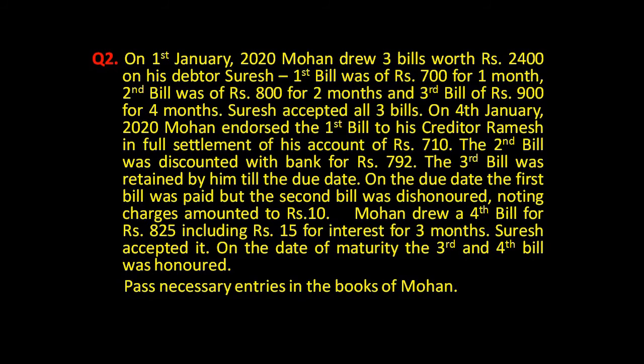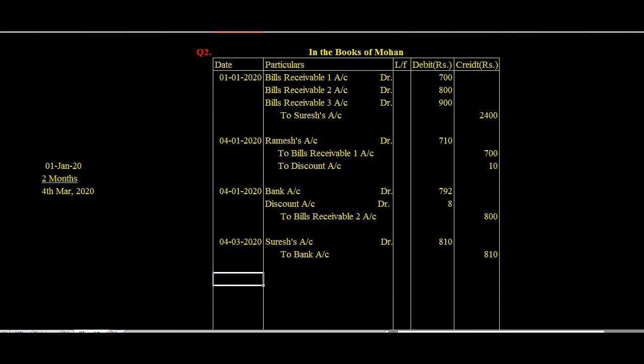Mohan drew a fourth bill for rupees 825, including rupees 15 for interest. Guys, the first thing is the journal entry for interest. Now here, as the information is not given, we are considering all this happened on the same day. So again, we have to receive this money from Suresh. So Suresh's account will have to be debited by rupees 15, and we credit interest because that's our income by rupees 15.